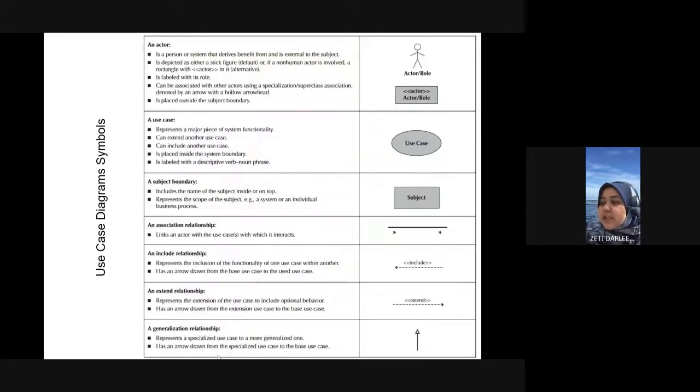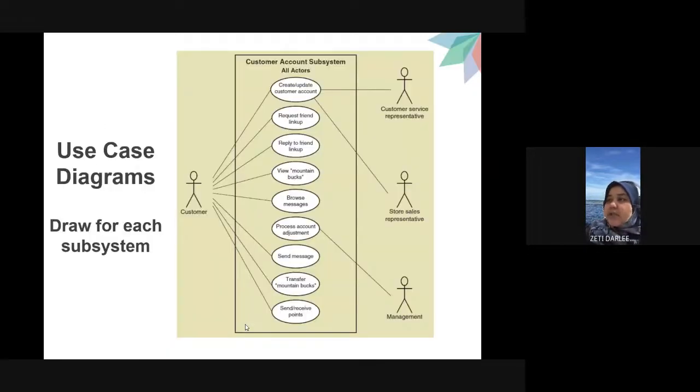So generalization represents a specialized use case to a generalized one, and has an arrow going from the specialized use cases to the base use case. Mungkin tak ada kot, inheritance ada belajar, tapi mungkin association relationship ni tak ada. Saya pun tak tengok sampai takat mana kamu belajar untuk apply this notation ni.